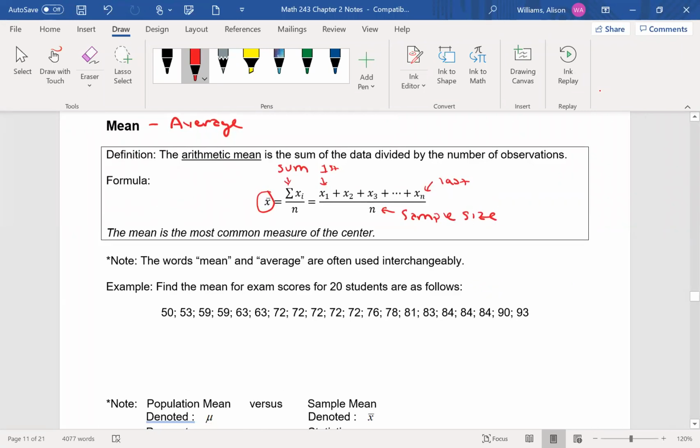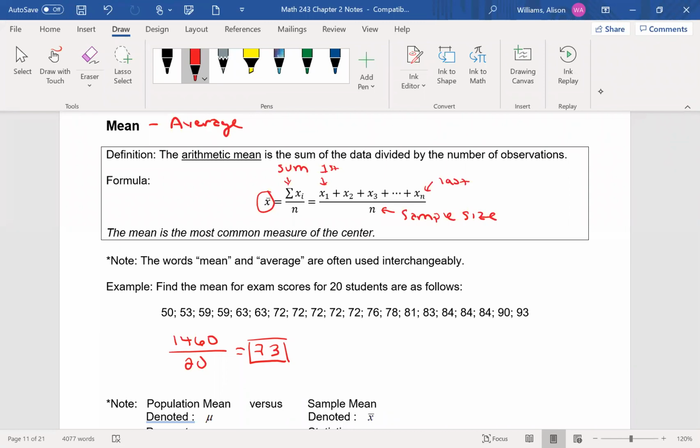Now let's just look at an example down here. They ask us to find the mean for 20 students, and they gave us the exam scores for all 20. So if you go ahead and add that up, and I encourage you, take a second, grab your calculator, add them all together. I added them up and I got 1460, which when I divide by 20 gives me 73 exactly. So that is the mean. Most people are very comfortable with this. They're used to the mean whenever you say average.